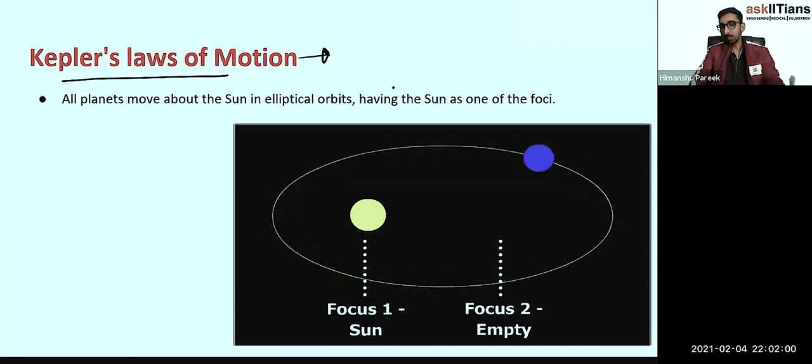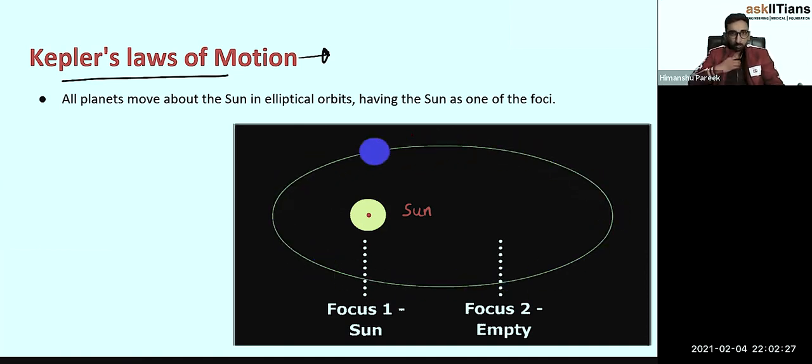So there are three Kepler laws. The first Kepler law says that all the planets move around the sun. So that's the sun, and this is the planet. It's going so fast. All the planets are going around their sun in an elliptical orbit.